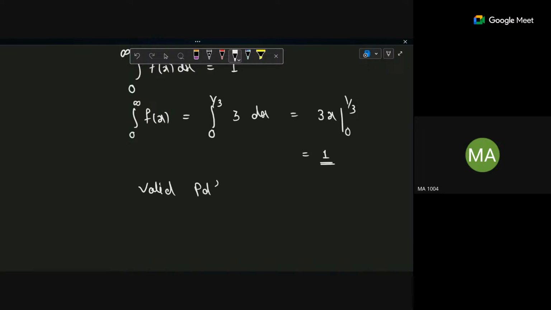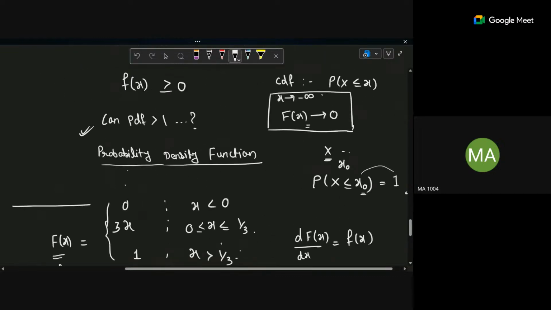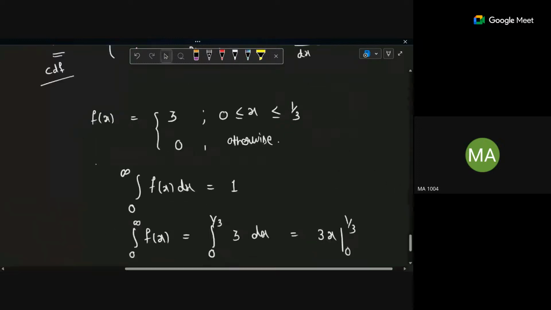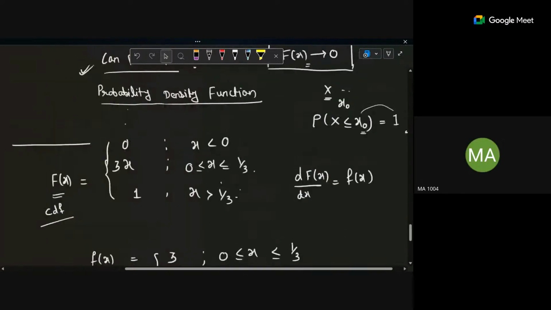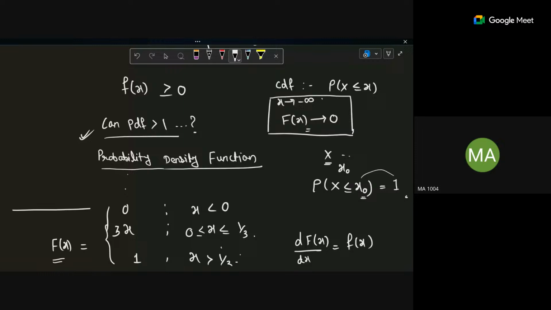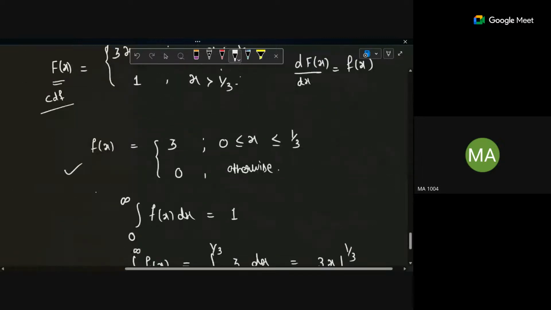But just check one thing. Does it give an answer to our question? Can the PDF be greater than 1? Yes, ma'am, it can be. Okay. Did you understand why it happened?